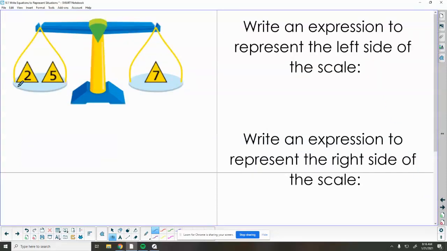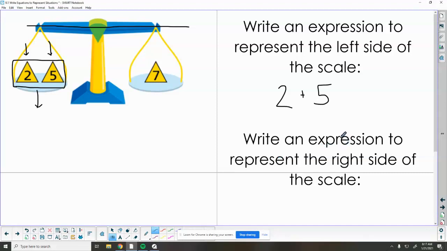So we want to write an expression to represent the left side of the scale. What two terms do we have here? We have 2 and we also have 5. And what do you think they're doing with those? We know that these are balanced. If we multiply them, that would be 10 and this would be heavier. So what operation can we do to balance this? We need to add these. They're just placing them. We have 2 and they put 5 more on. We're just adding on to what we already have.